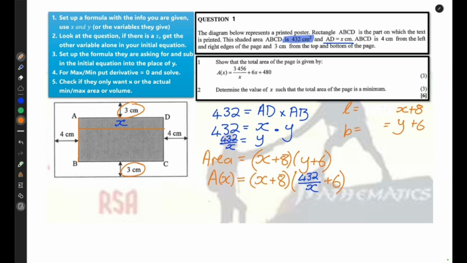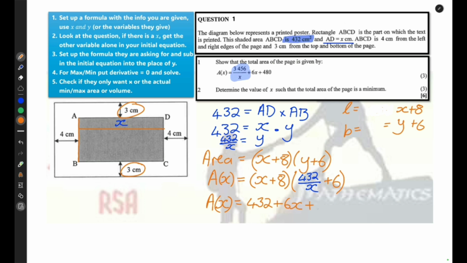So now I'm closer to their formula because I only have x's, but now I can just FOIL out, and then I will hopefully get to where they are. So if I do the first, I'm multiplying x by 432 over x, that just gives me 432. The x's would cancel out. Then I'm multiplying the x by the 6, and that gives me plus 6x. Now I'm multiplying the 8 by that blue fraction.